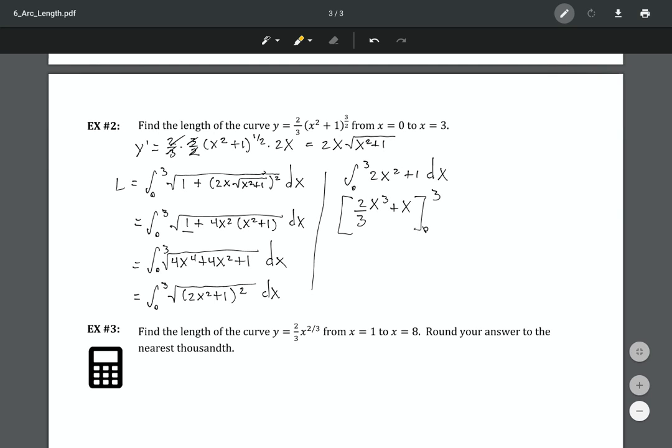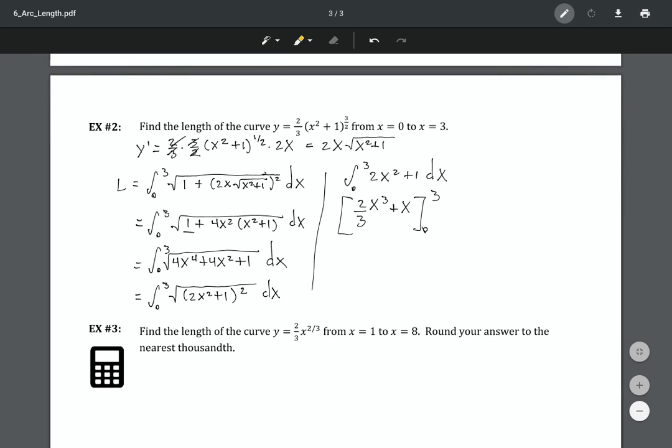All right, so that would be 27. Let's see, that's 18, excuse me, plus 3 minus 0, because everything else is going to go to 0. So this is going to be 21. So again, what we just found is the arc length of this curve between 0 and 3.